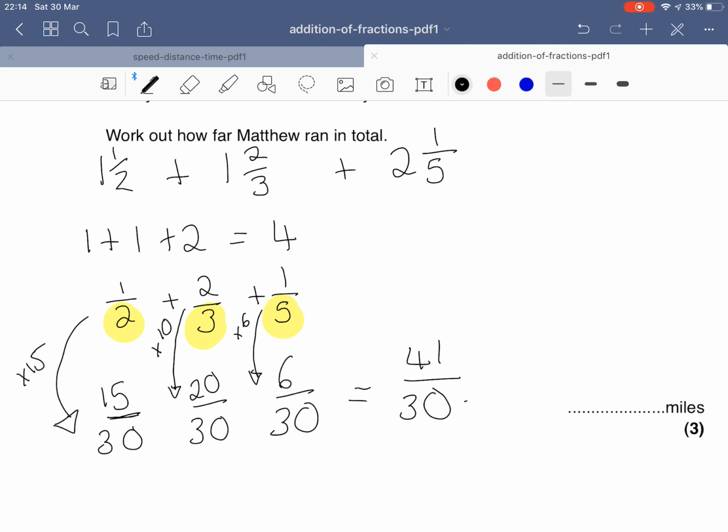So how many times does 30 go into 41? Once. And then how many left over? We'd have 11 out of the 30. So we did split our numbers. We had the 4 and the 1 and 3, 1 and the 11 over 30. That will get us 5 and 11 30ths.